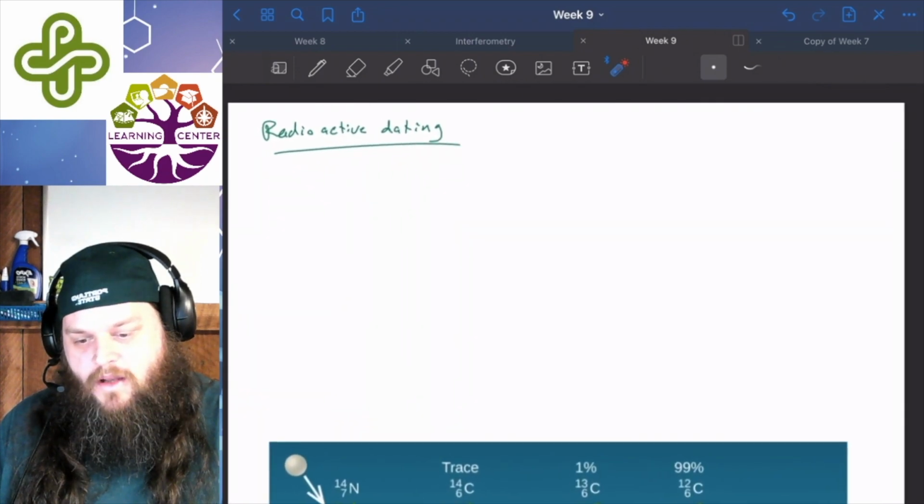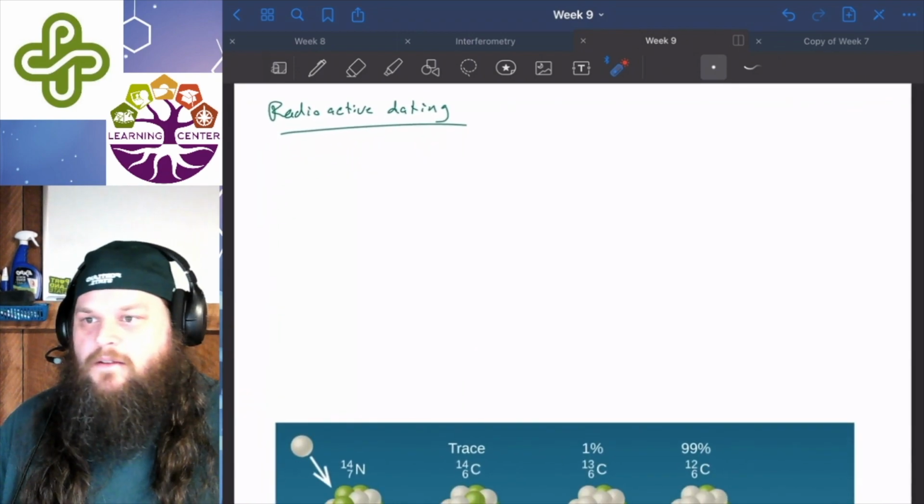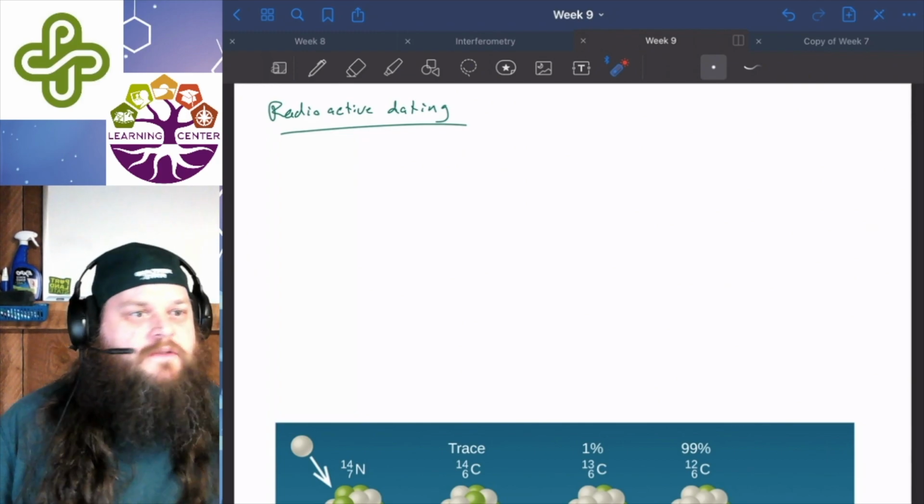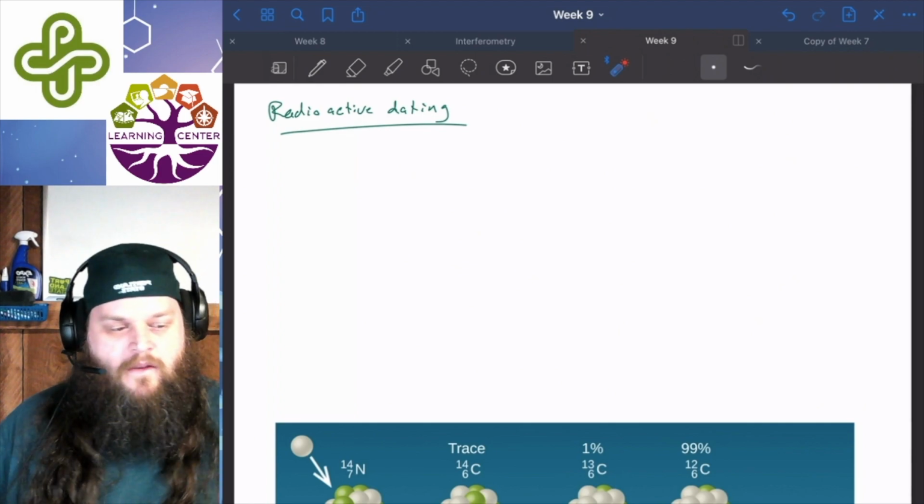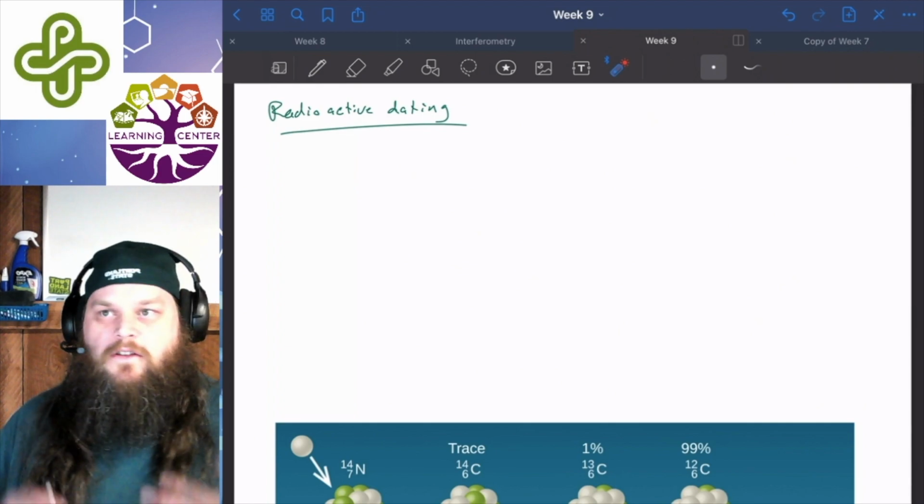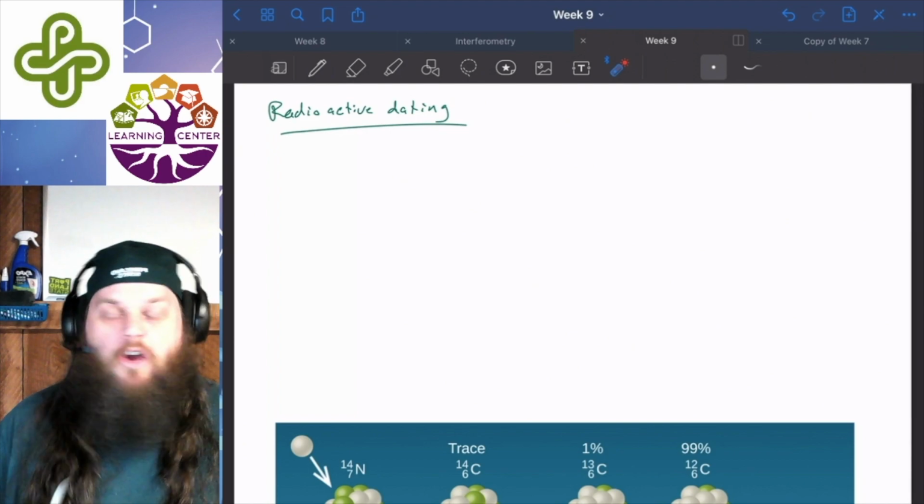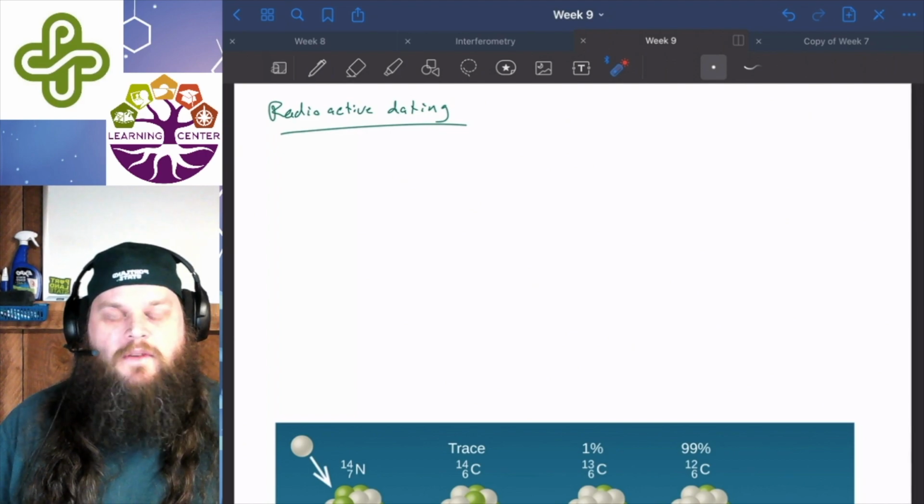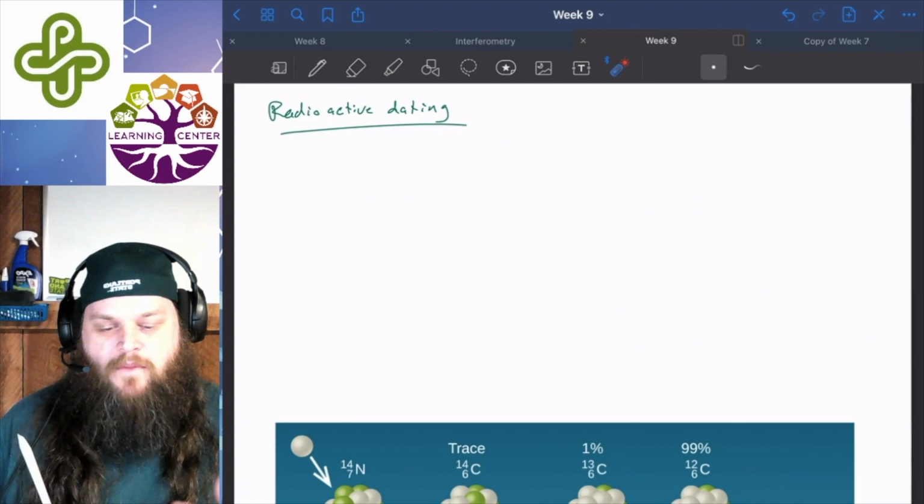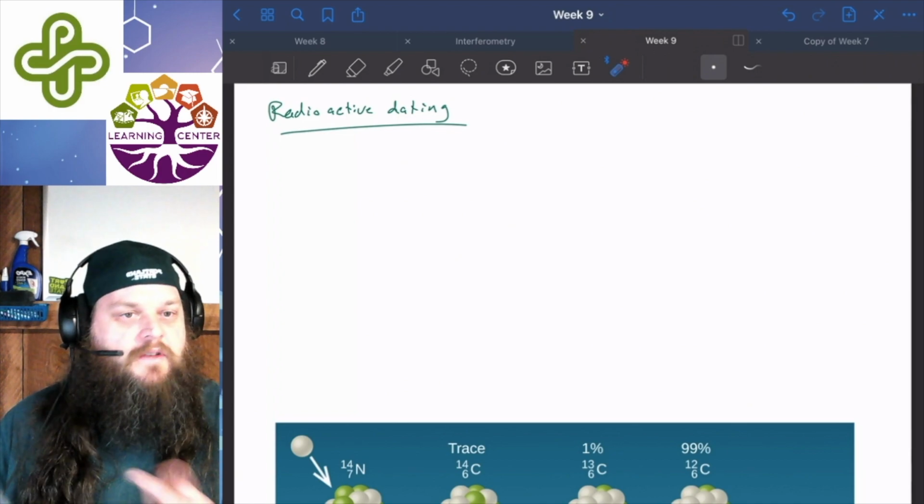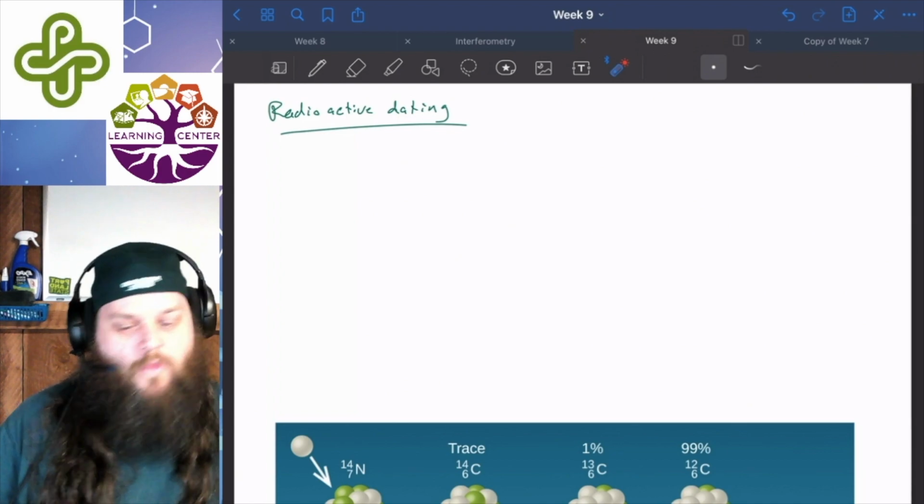So let's go on and talk about radioactive dating. Radioactive dating is the use of this idea of the half-life of things, focusing usually on carbon dating. Carbon dating is talking about how long it takes for carbon-14 to decay down into carbon-12.